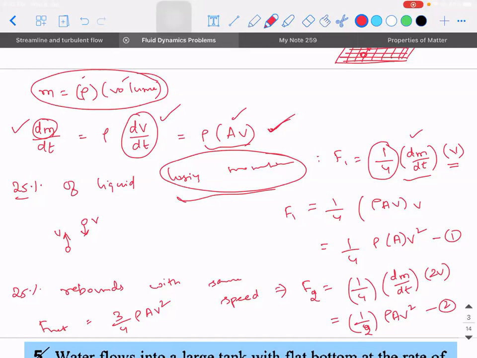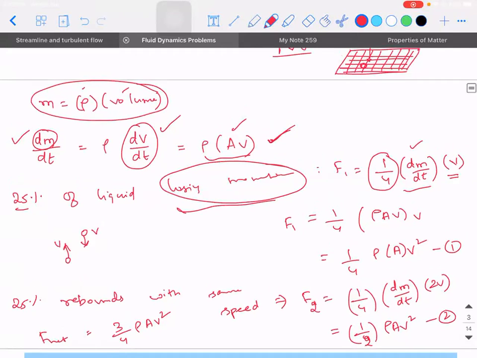Okay. So this is all about fluid dynamics. So the topics that are left out in this chapter are surface tension. See, that is again a slightly tricky concept. So be careful. Revise all these things. Then you will understand.